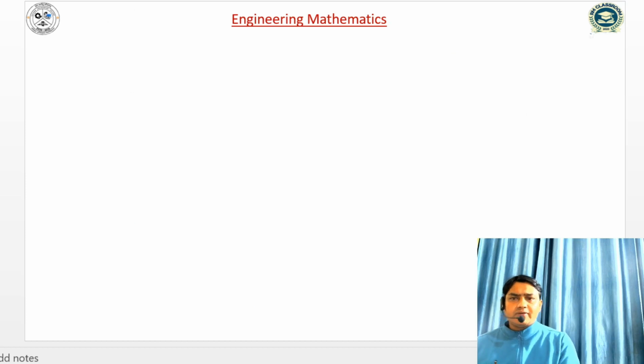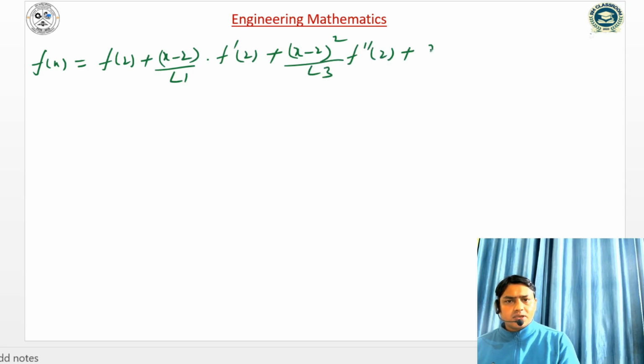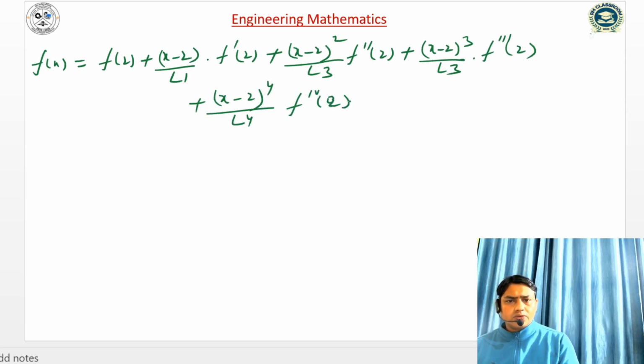So firstly we have to find the value. So f(x) is equal to f(2) plus (x minus 2) divided by factorial 1 into f dash (2), plus (x minus 2) whole square divided by factorial 2 into f double dash (2), plus (x minus 2) whole cube divided by factorial 3 into f triple dash (2), plus (x minus 2) to the power 4 divided by factorial 4 into f4 (2), and so on and so forth.